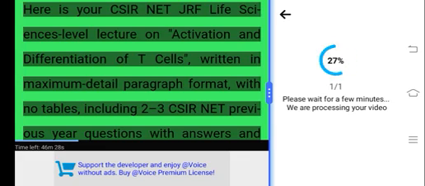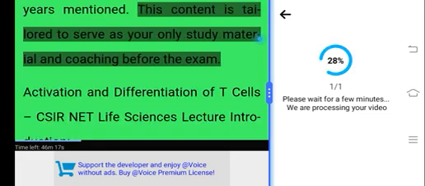Here is your CSIR-NET JRF Life Sciences level lecture on activation and differentiation of T cells, written in maximum detail, in paragraph format, with no tables, including 2 to 3 CSIR-NET previous year questions with answers and years mentioned. This content is tailored to serve as your only study material and coaching before the exam.